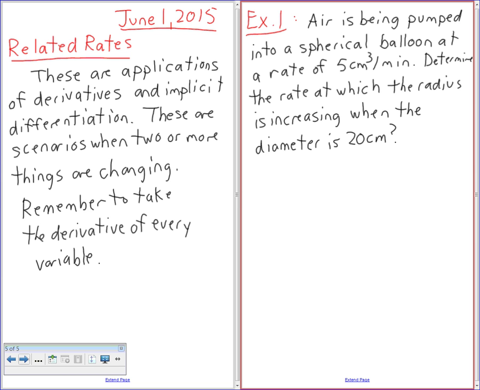This is something where there are multiple things changing. This is a calculus question because remember that first difference is rate of change. So we have two things changing in this question.